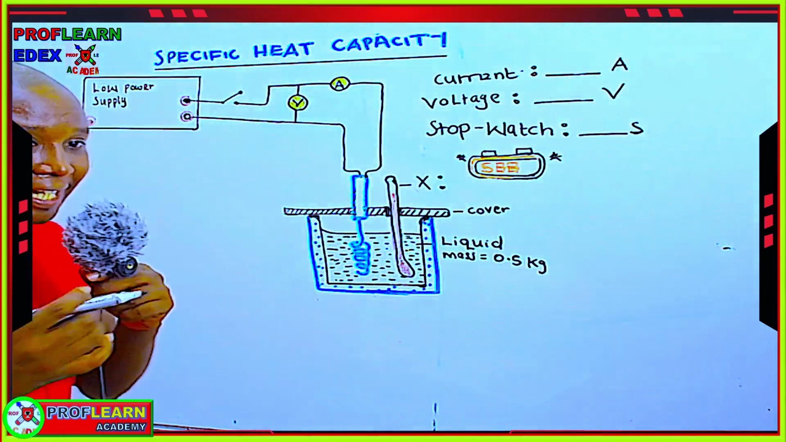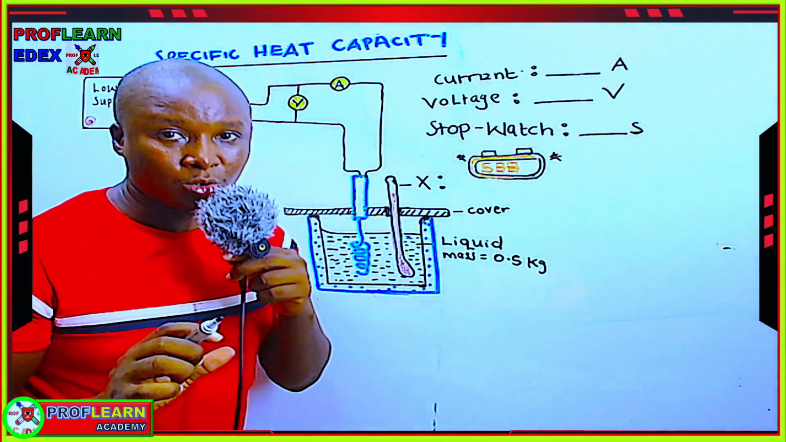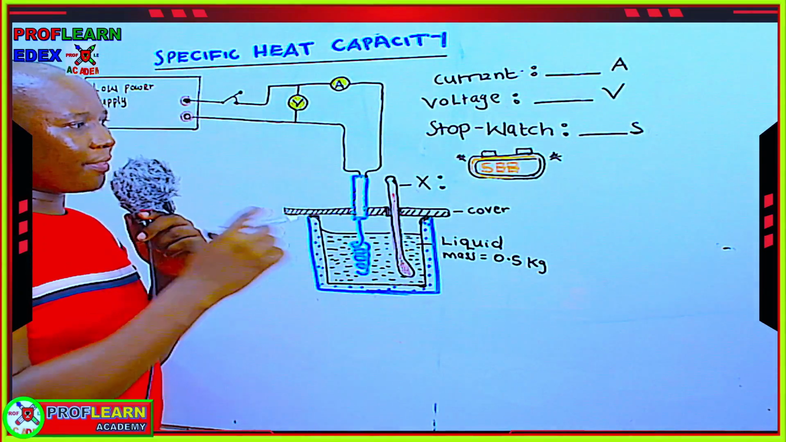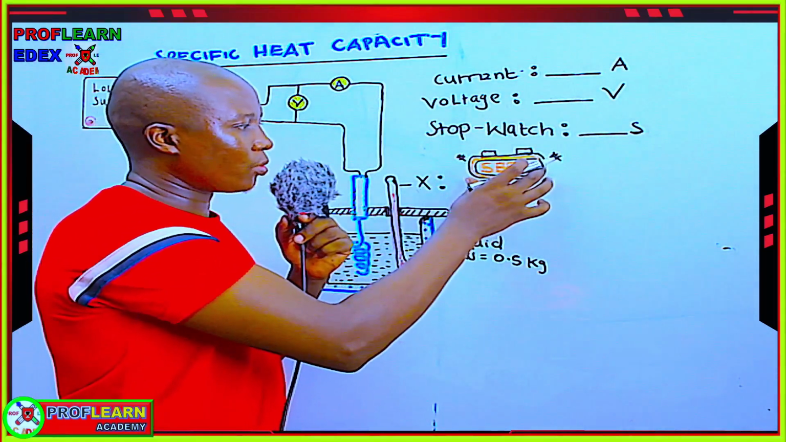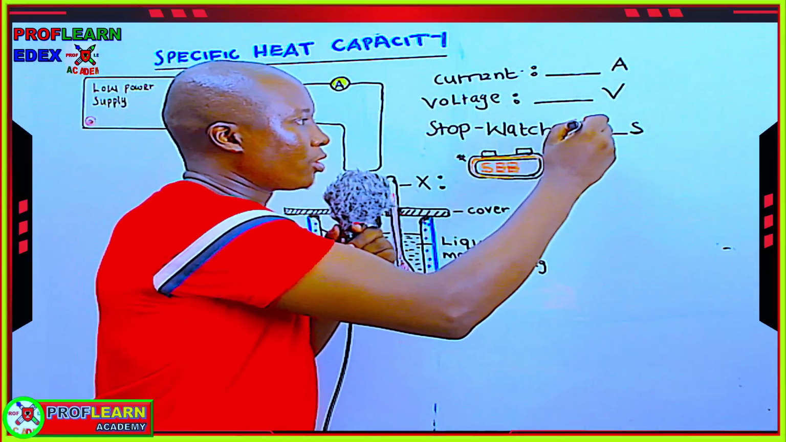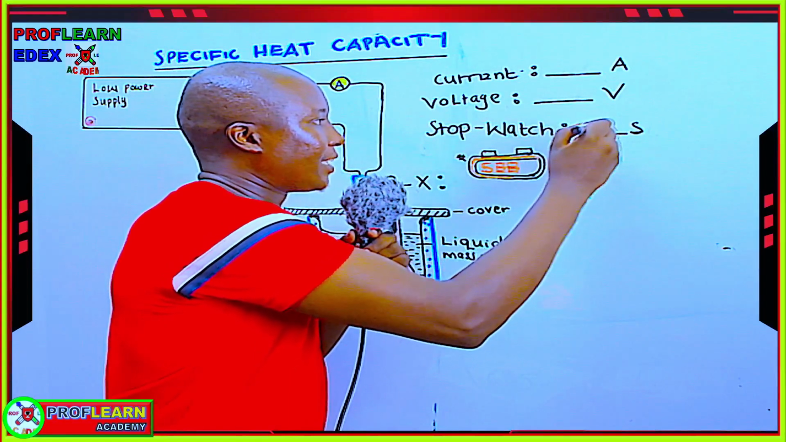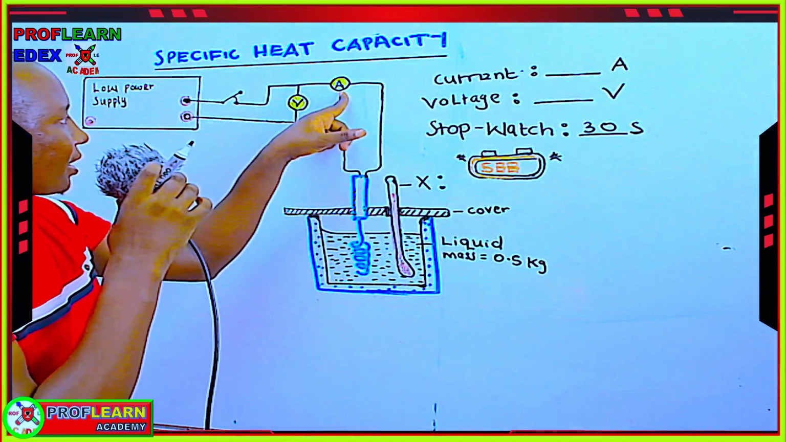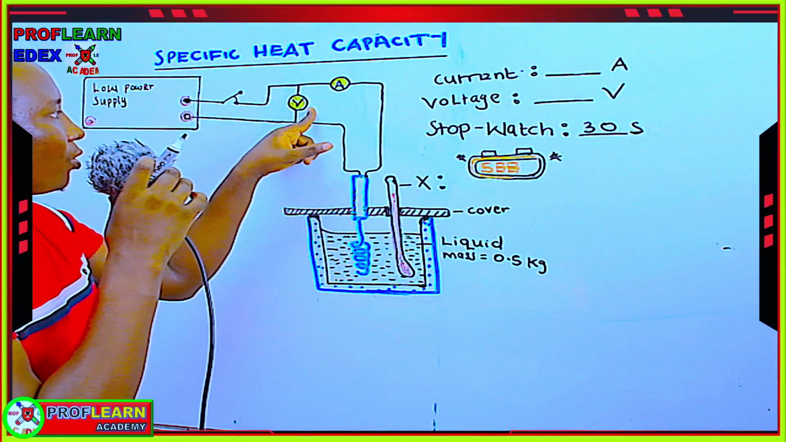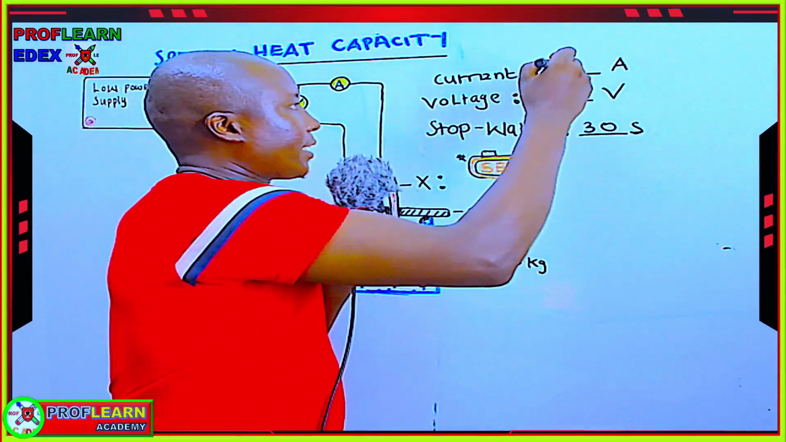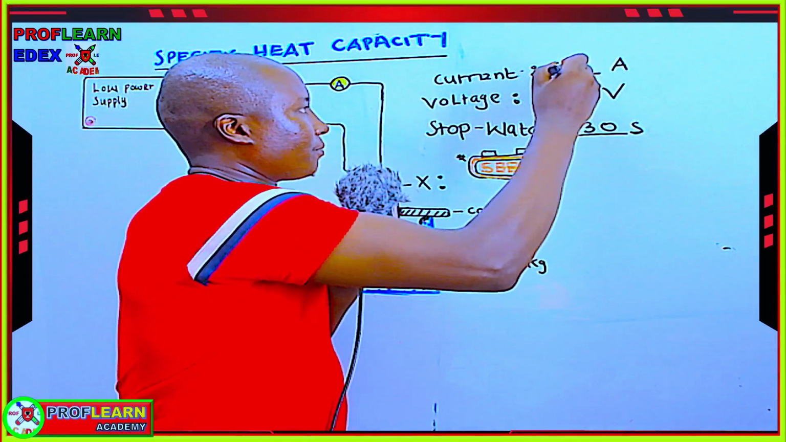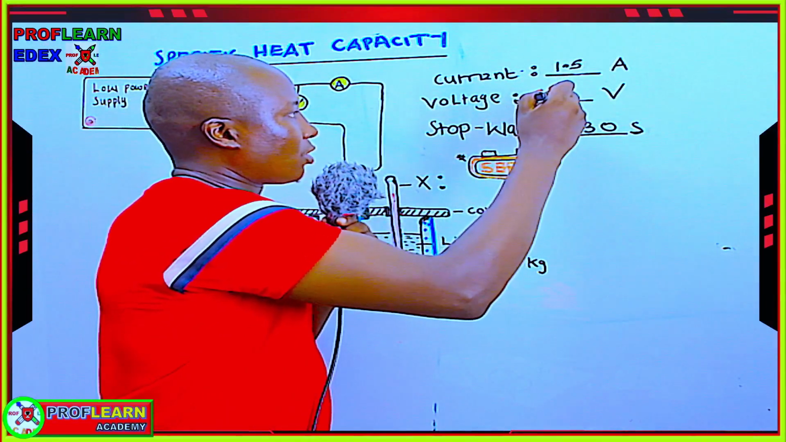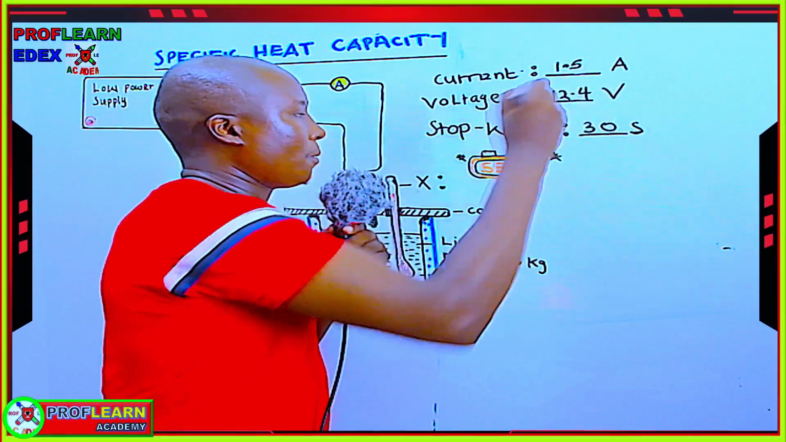For us to carry out this experiment, the first thing we need to do is to close the switch, and then we time how long we are going to heat this water. Say we heat this water for 30 seconds. Then we record the ammeter and the voltmeter readings. Suppose the current was 1.5 amperes and the voltage is recorded as 12.4.